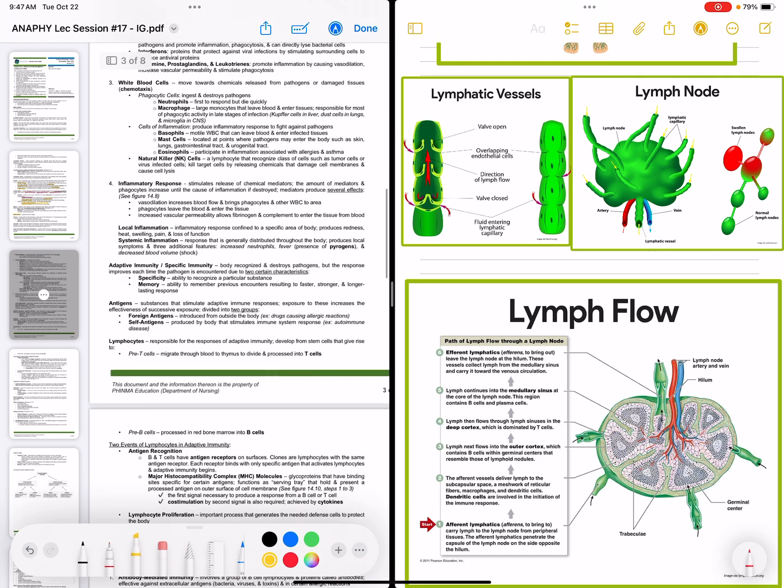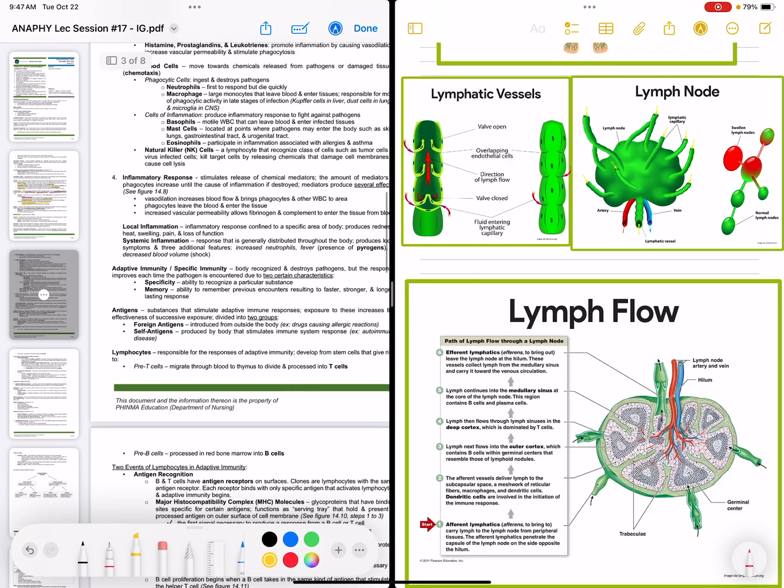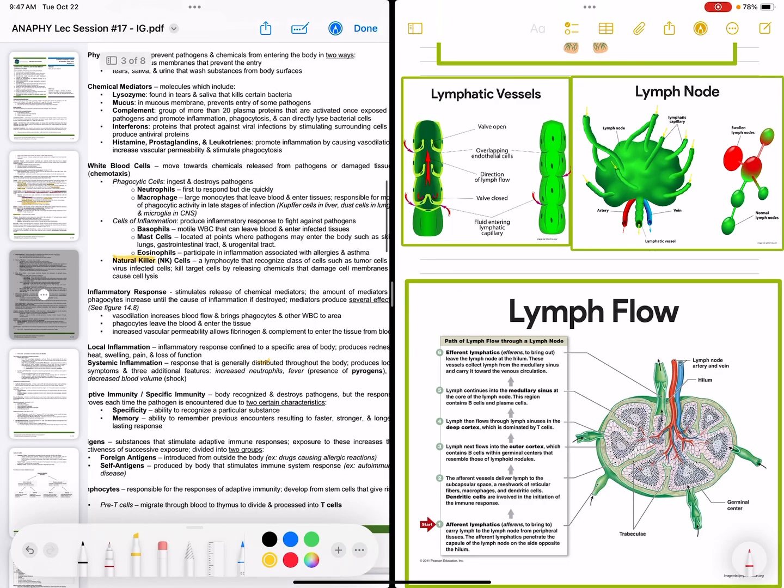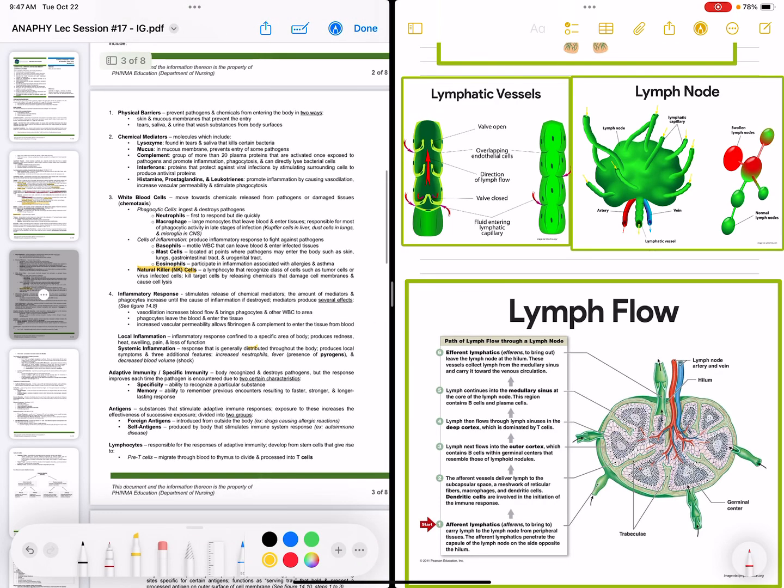So, may idea naman kamo, di ba, kanong white blood cells. Sila may mga neutrophils, macrophage, basophils, mast cells, eosinophils. Kag may kita ginatawag nga sa white blood cells ang natural killer cells or ang NK cells. So, a lymphocyte that recognize class of cells such as tumor cells or virus-infected cells. So, kill target cells by releasing chemicals that damage cell membranes and cause cell lysis.